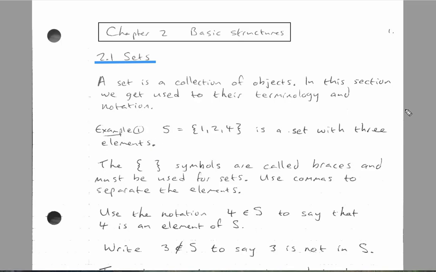Example 1. So we're saying S is equal to this collection, 1, 2, and 4, these numbers. All right, so this S is a simple set with 3 elements. And we write it like this, so these braces on each side and separate the elements with commas. All right, so it's a very precise notation, so make sure you get that right.